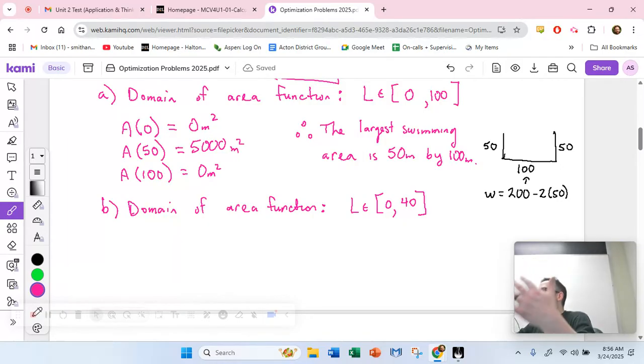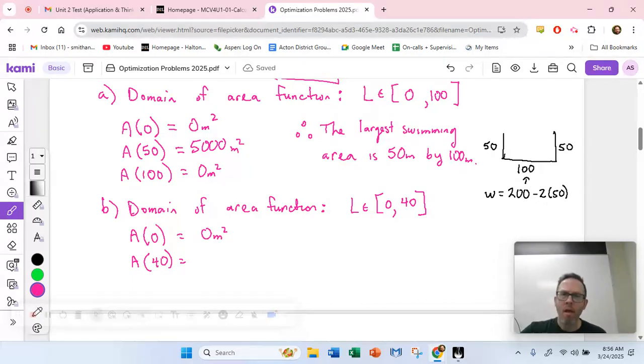Guys, is our critical point that we found, that critical number, inside our new restricted domain? I see some head shaking. No, so in this case, the biggest possible area would just have to be at those endpoints. So you would say, okay, there are no critical points inside this domain. I would really just have to check what's the area for the lowest value of L and what's the area for the highest value of L, which in this case is 40. And so obviously for the biggest swimming area possible, we'll just go as deep as we can. It would be 40 times 120. I think it would be 4,800 meters squared.